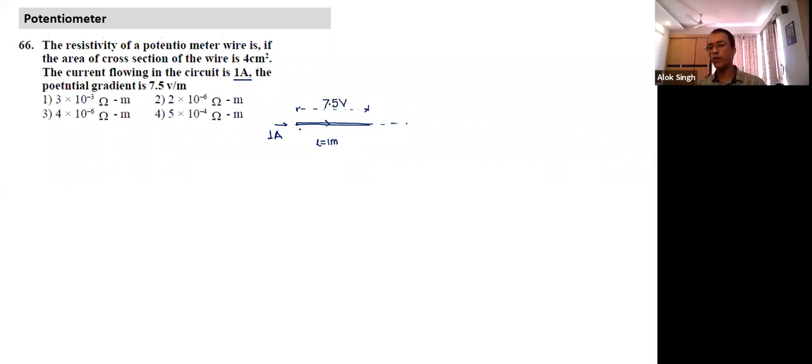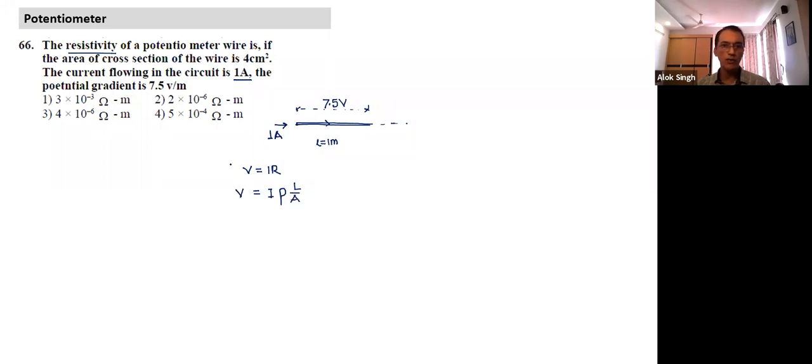What I need to find, this is what is given. In 1 meter length of potentiometer wire, having current equal to 1 ampere, potential drops by 7.5 volts. What I need to find is the resistivity. Where has the resistivity come from? It's basically a simple application of Ohm's law. What is Ohm's law? V is equal to IR. Since it is resistivity and cross section that is given, I write resistance in terms of resistivity, rho L by A. So this is the equation we apply to this piece of wire.